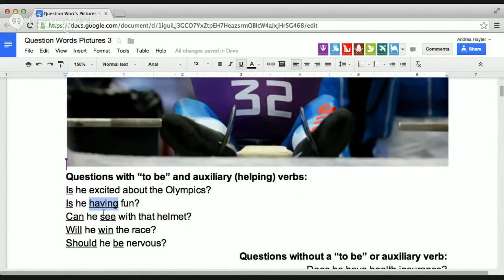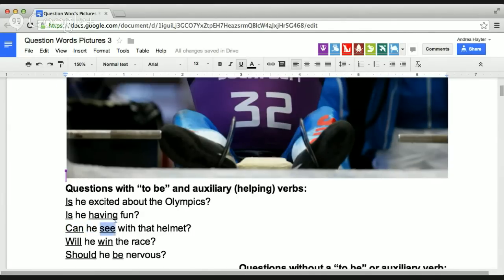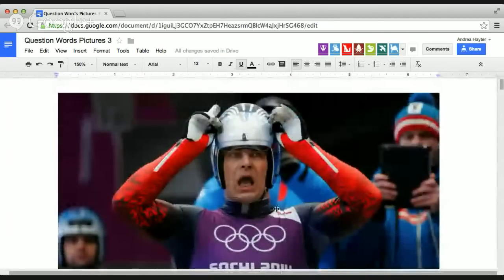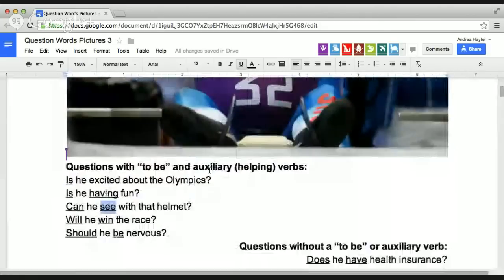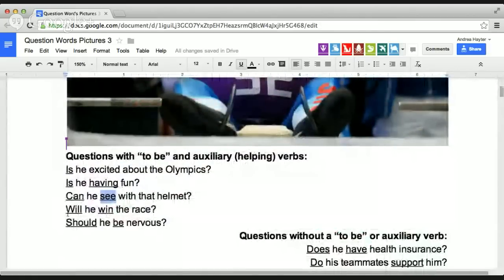Some auxiliary verbs. Can. Can is your auxiliary verb. It helps the word see. Can, subject, he, and then see. Can he see with that helmet? So this helmet that he has on his head. Will he win the race? So again, auxiliary verb, subject, and then your main principal verb, win.